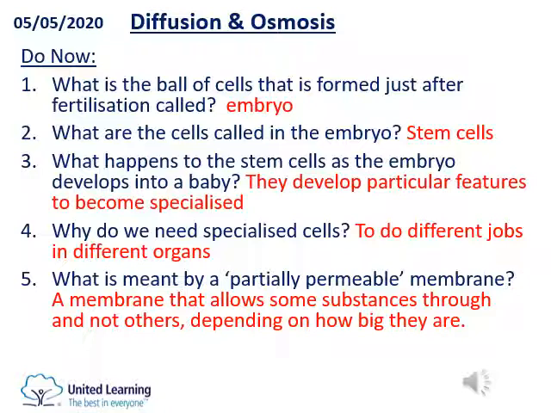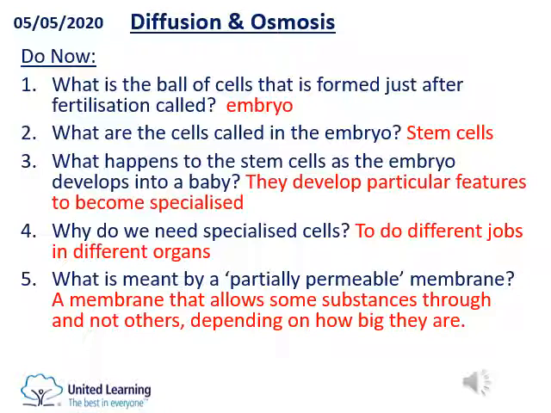Question number 3. As we go through these, remember you are either ticking your answers in a different colour pen, or you are adding any detail that you missed out. What happens to the stem cells as the embryo develops into a baby? They develop and they differentiate into specialised cells. So they get specific features or specific organelles which allow them to be better at their job. Question number 4, why do we need specialised cells? Because all specialised cells do different jobs in different organs in order to keep our whole organism going.